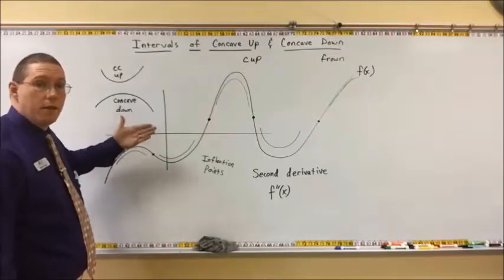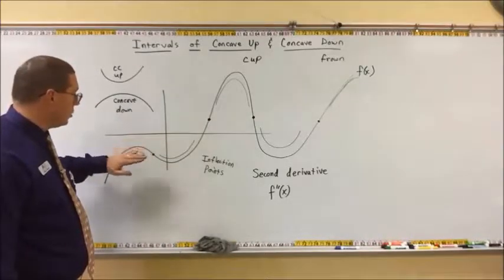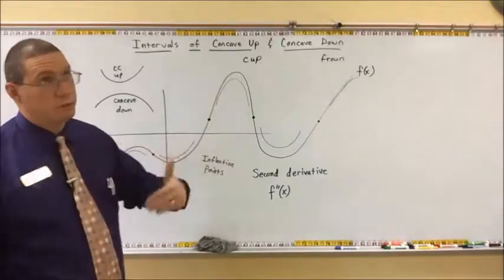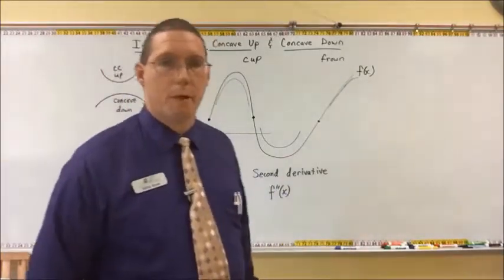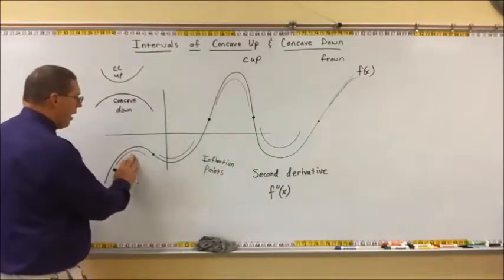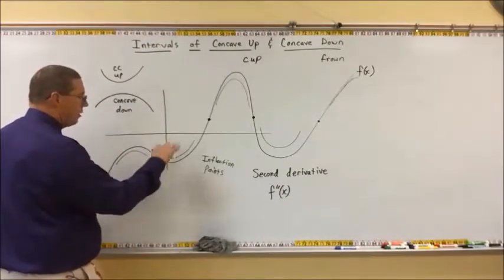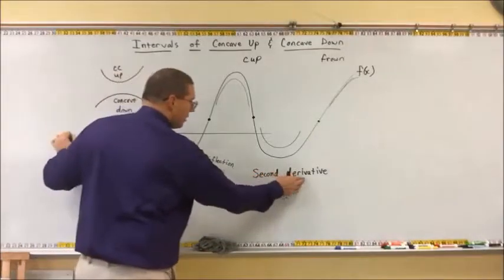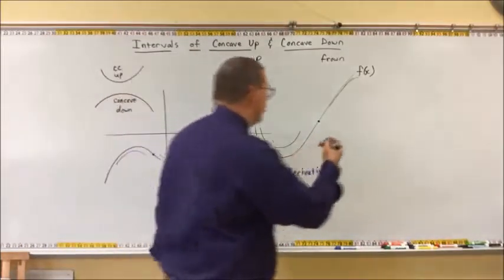That's where the original function switches concavity. Well, let me get to that, okay? All right, so here's the idea. How do we identify where a graph is concave down and concave up? Well, I already told you we do it with the second derivative, and here's the basic idea.